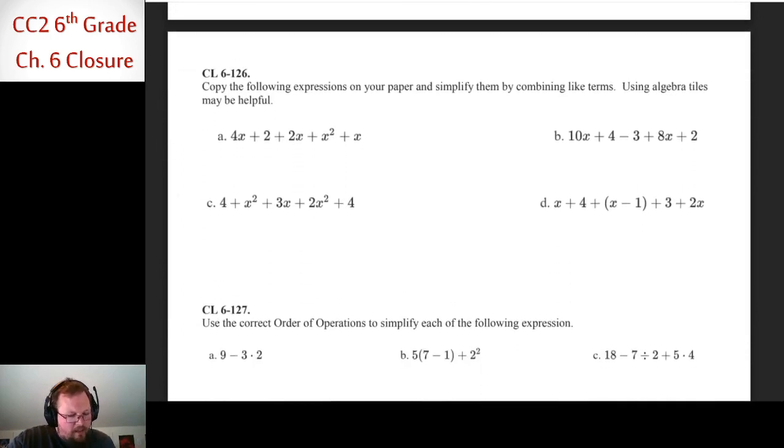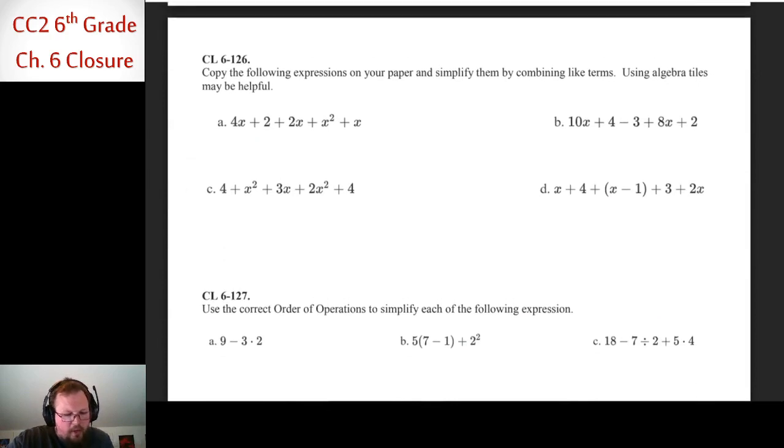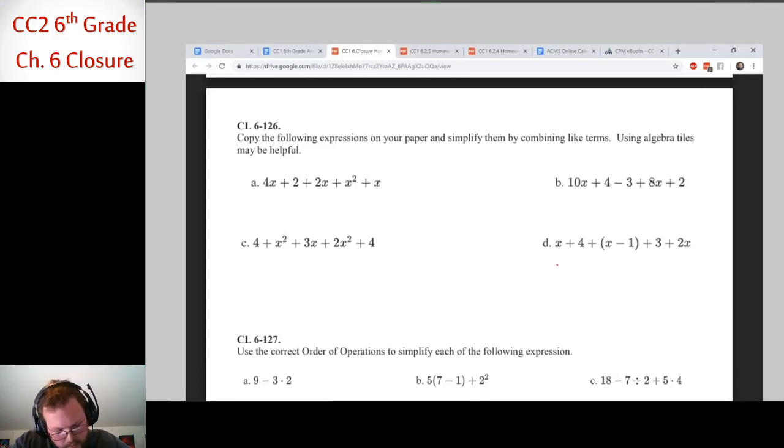Simplify by combining like terms. I will mention that on part D, there is nothing that's going to happen with those parentheses. That's just another way to write the x minus 1. So this could be simplified first as x plus 4 plus, then there's an x minus 1 plus 3 plus 2x. In other words, because there's no number right here or no negative sign, just drop the parentheses off.